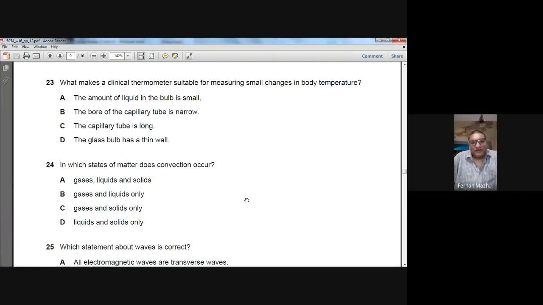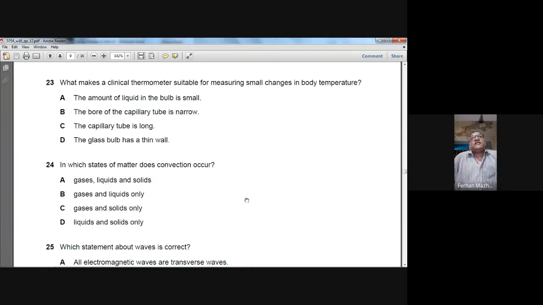There are two or three famous methods in our syllabus. One is to narrow the bore of the capillary in which the mercury will be moving. The other one is that the amount of mercury in the bulb should be larger. So which one? The amount of liquid in the bulb is small, that's wrong. It will make it insensitive. The bore of the capillary tube is narrow, that's right. The capillary tube is long, that's wrong. The glass bulb has a thin wall, that's wrong.